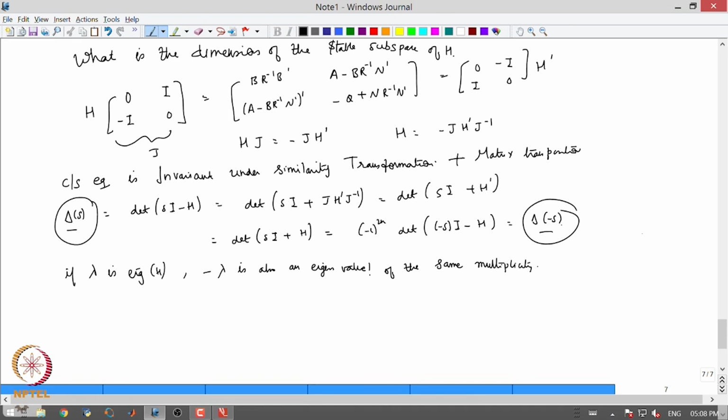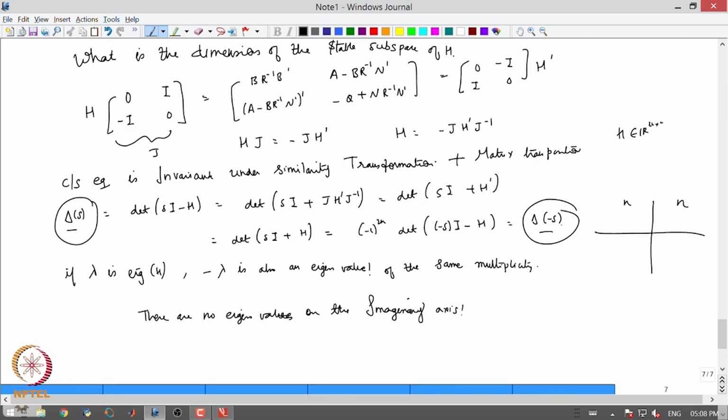Okay. And therefore, if n, H was from R to the n cross 2n. So, if there are n eigenvalues here, there will be n eigenvalues here also. Okay. Now, this will be possible only if there are no eigenvalues on the imaginary axis.